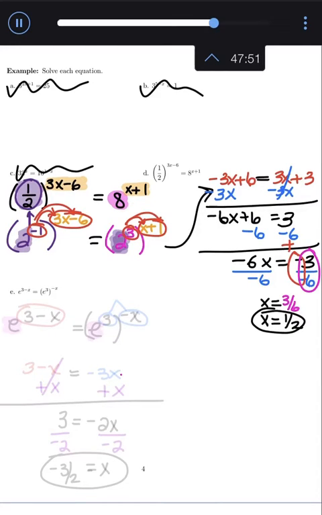Let's look at the last one here. We've got problem E. e to the 3 minus x equals e to the third, with parentheses, to the -x. What is awesome about this one is it looks harder, but it's actually not, because the bases are already the same. So you can just go ahead and drop the bases. You have the first exponent already ready to go. It's 3 minus x, so you can leave that as is. The left-hand side is just 3 minus x.